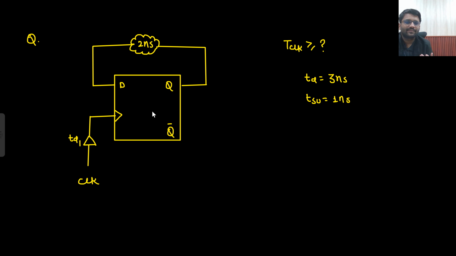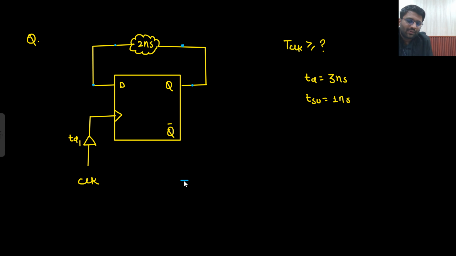Try thinking about it. Only one flop is there. Is the input of the flop fixed? No, it is not fixed. From where is it coming? It is coming from here. From where is this guy coming? It is coming from here. From where is he coming? It is coming from here. Right? And from where will it come? It will come from the clock.